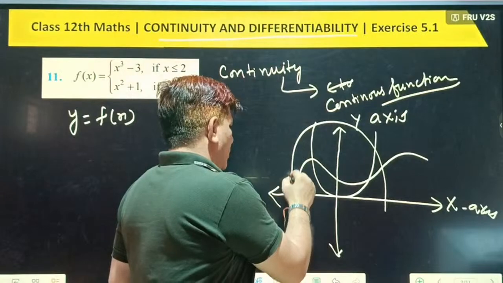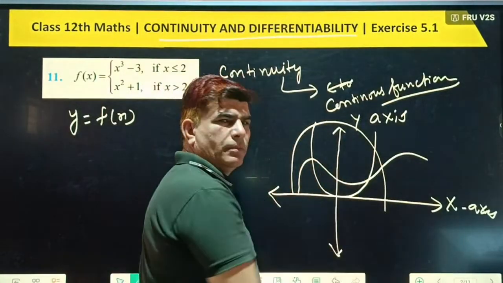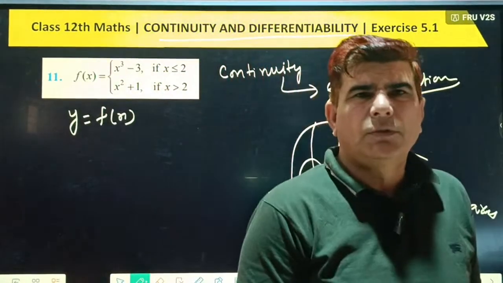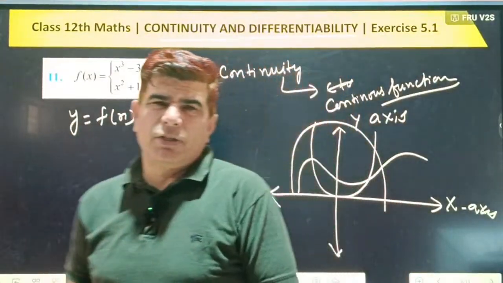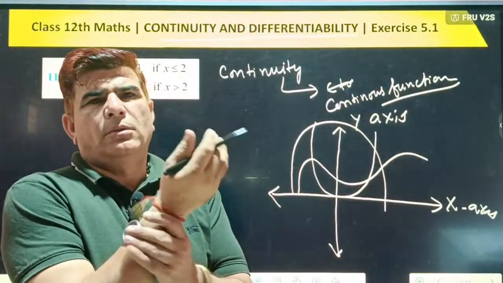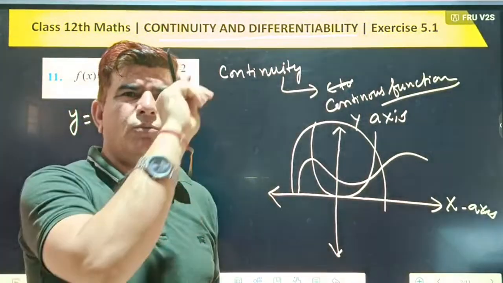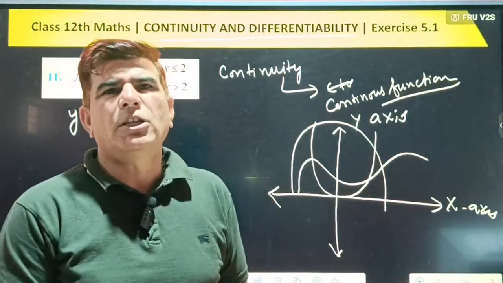You will see that the pen moves straight and never lifts in the middle. So continuity means, a continuous function means the graph of that function, here the pen is moving continuously. There is no gap.